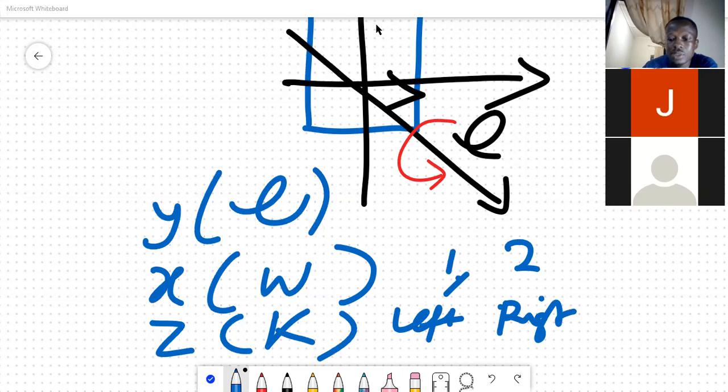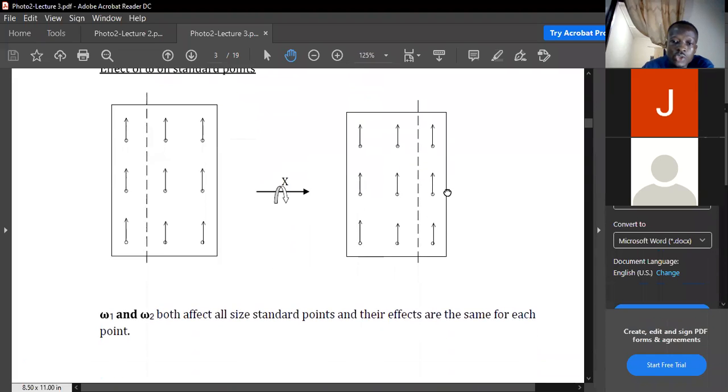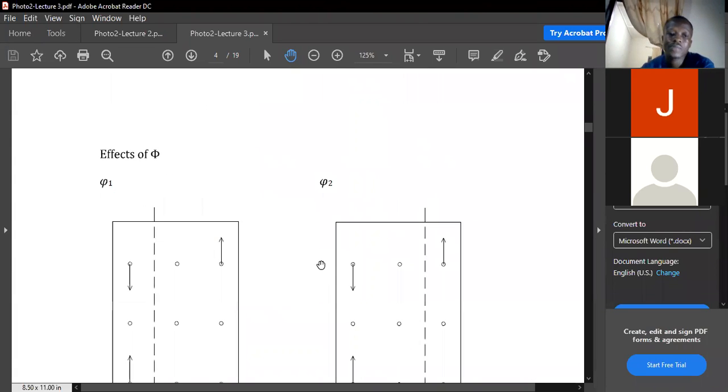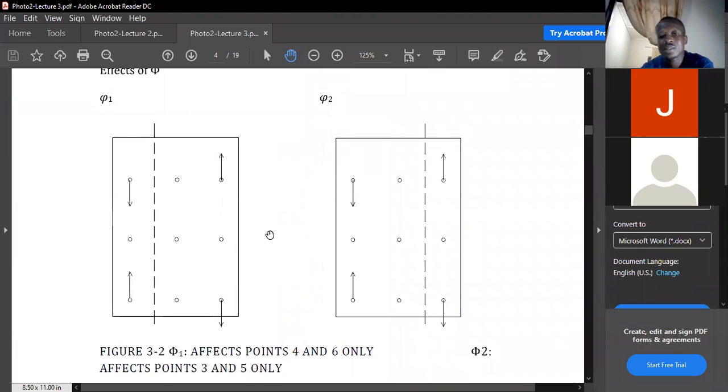Let's go back to the material. If you look at this, we are looking at the effect. The effect of omega: if we rotate about x, then we end up moving up. Now, if you were listening and want to prove you understand it, what would the effect of phi look like? The effect of phi is like that.